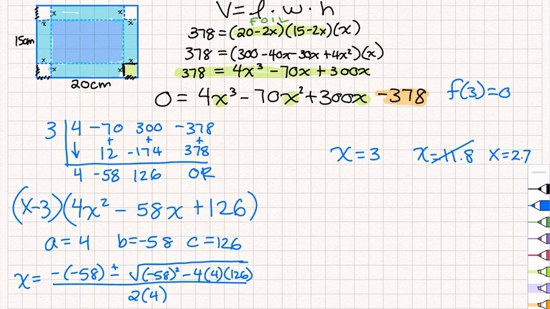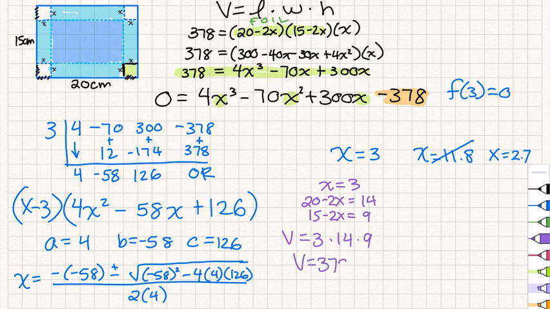So our options here, if we use 3 for x, then 20 minus 2x, so we would do 20 minus 6, and we end up with 14. And then 15 minus 2x, we end up with 9. So let's see, volume would be 3 times 14 times 9. It gives us 378. So this is a possibility.